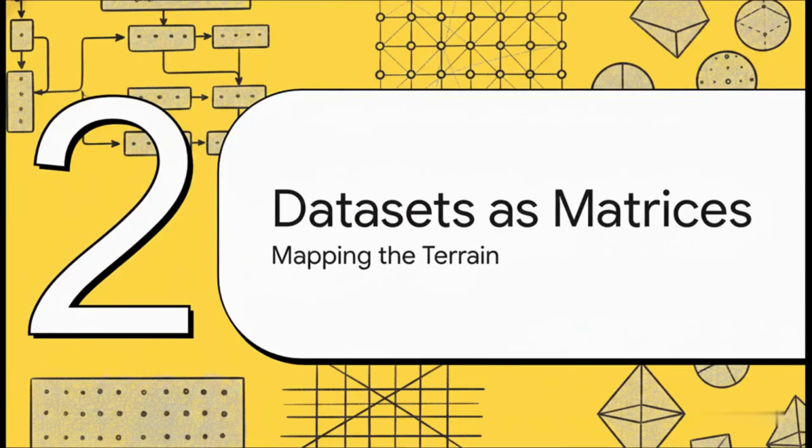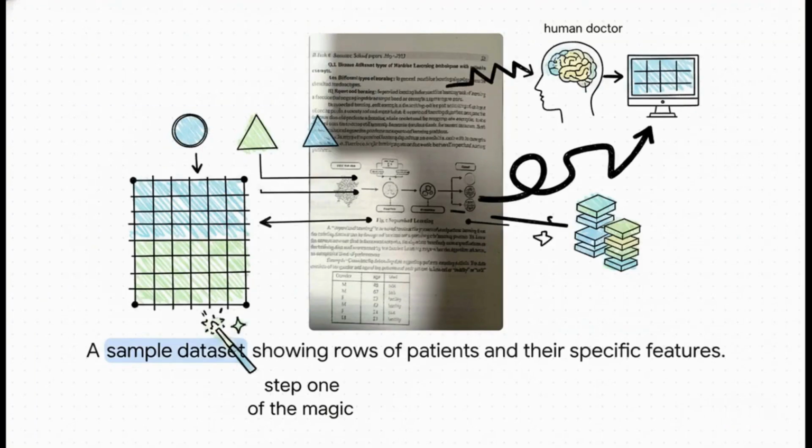Moving right along to Section 2, Datasets as Matrices. It's time to map the terrain. Imagine you're looking at a sample dataset from a local clinic. We see the clinic's records where every single person who walks through the door has their gender, their age, and a label stating whether they are sick or healthy recorded.